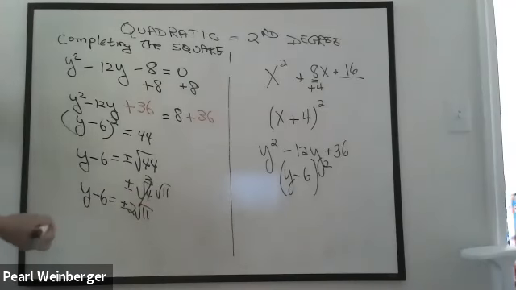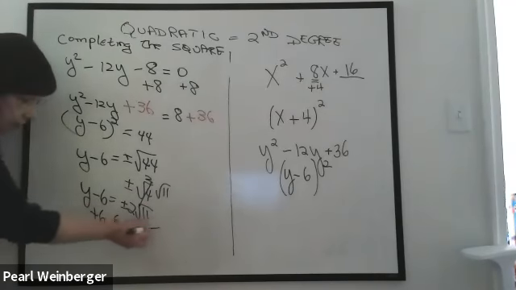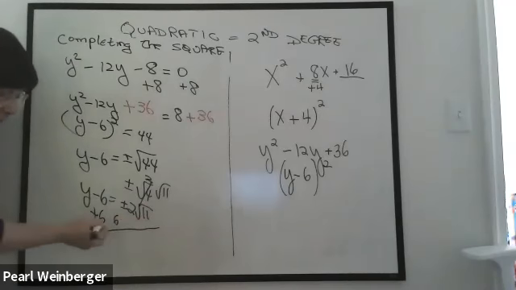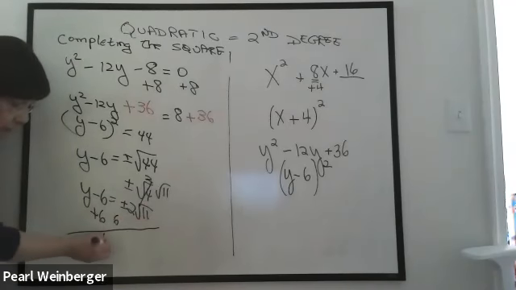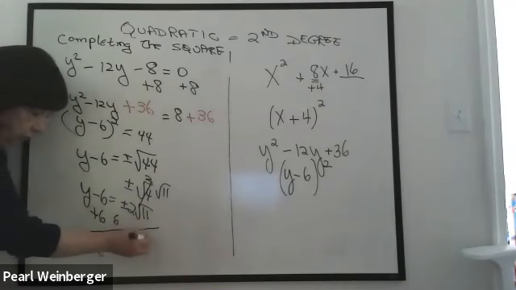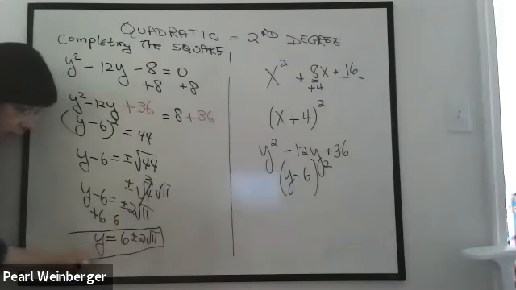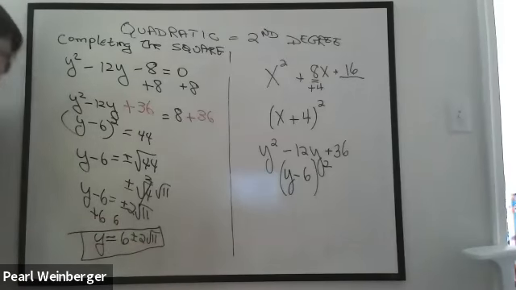And if I want to find out what y is, I now want to get the y alone. I'll add 6 to both sides. Remember that number that I bring to the other side always goes first. So my final answer comes out to be y equals 6 plus or minus 2 radical 11. These are not like terms, so I can't simplify this any further. So I can leave it with a plus or minus sign.